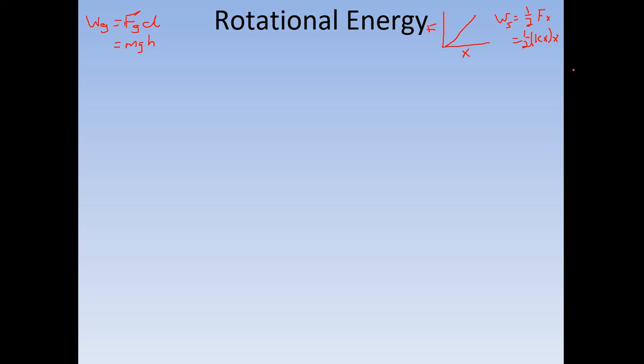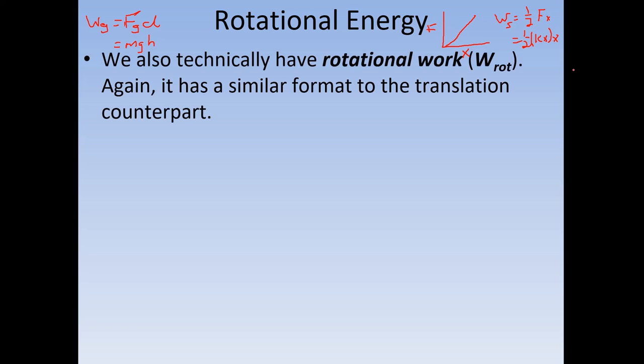We're actually not going to talk about just potential energy, but also about rotational work. And again, this has a rotational version. So like I said, work is force times distance. We're just going to replace the force with tau and the distance with theta, and we get this.